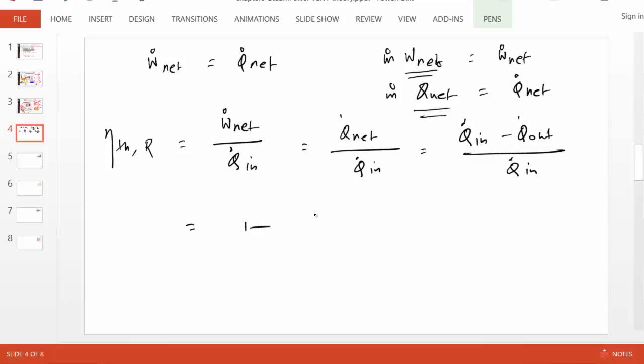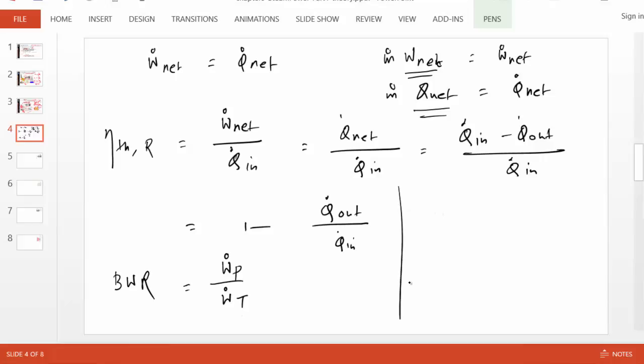We have done that a million times. So this is some overall formulas, and the back work ratio is given by W dot pump over W dot turbine. Also, you can write W dot net, turbine minus pump, and Q dot net, of course, is Q dot in minus Q dot out.